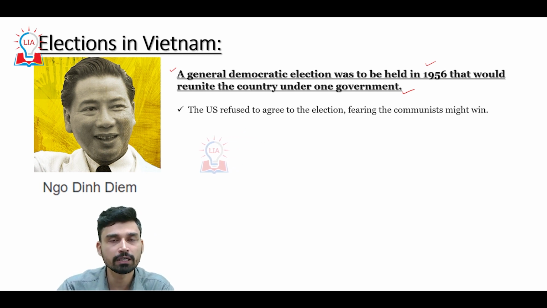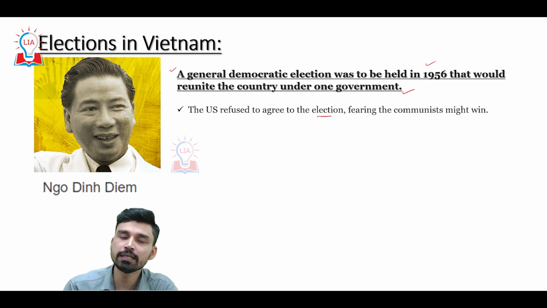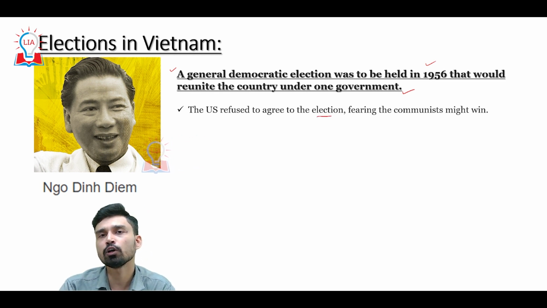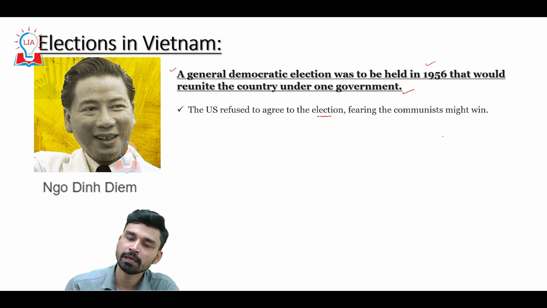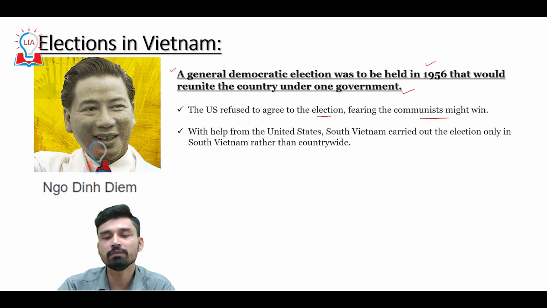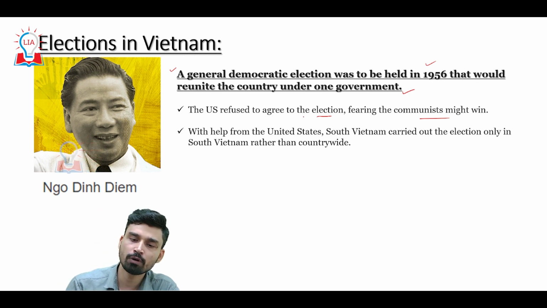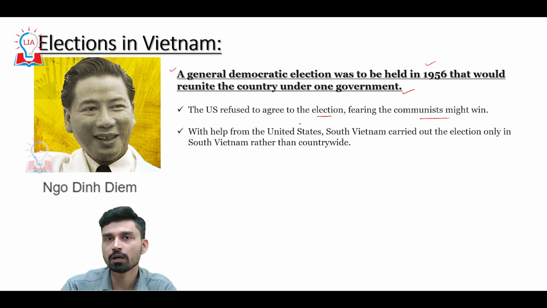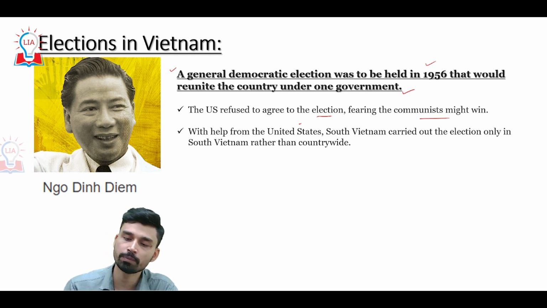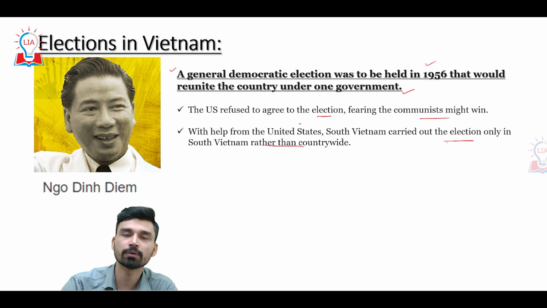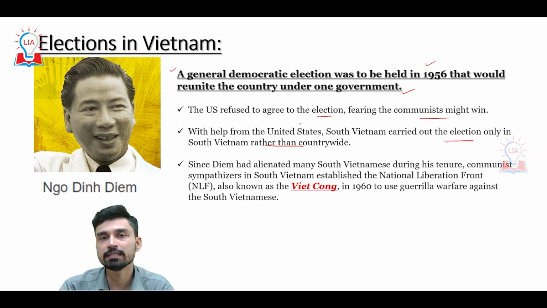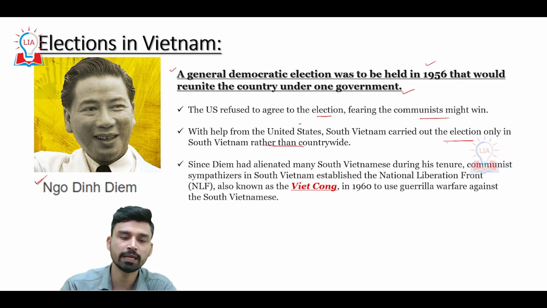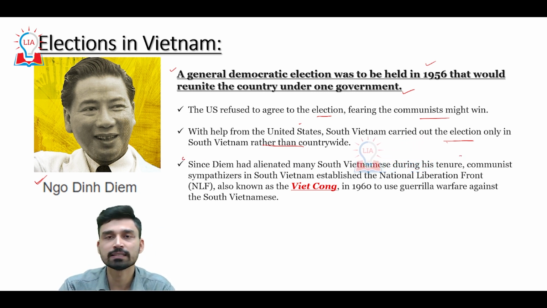However, the US was very worried about this. They believed that if they agreed to the election, since a lot of people supported communist ideology, the communists would win and Ho Chi Minh would emerge as the leader. That is why, with help from the United States, South Vietnam, which was still not fully under the influence of communism, carried out an election only in South Vietnam rather than a country-wide election. In this election, a leader called Ngo Dinh Diem won, and he became the president of Vietnam. Basically, he was controlling the South Vietnam area.